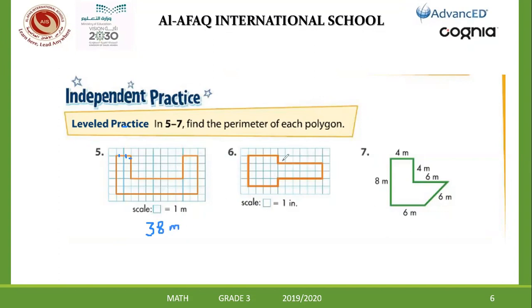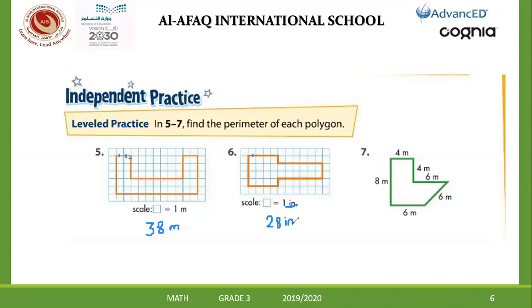The same way, to find the perimeter of this shape, we have to count all the unit segments that make this figure. From the beginning to the end, moving around the shape, you will find the perimeter of this shape is 28. And as we said, we have to take the same unit from the scale. So here it is what? Inches.